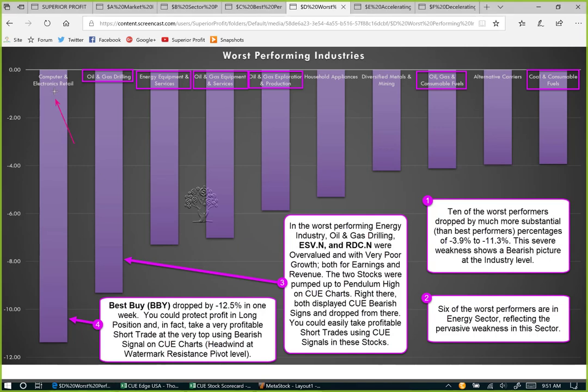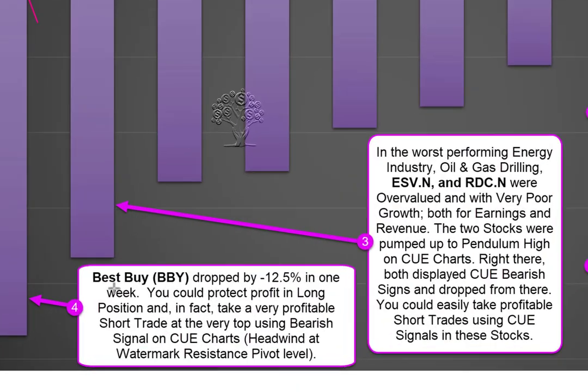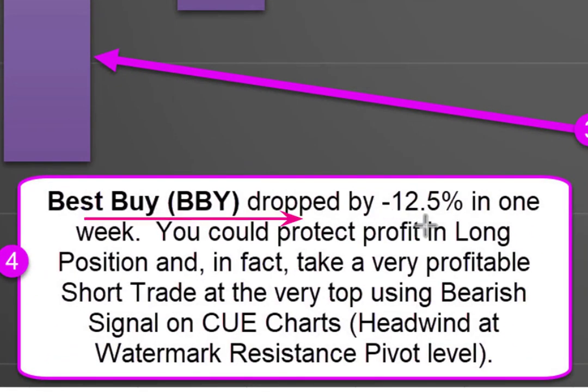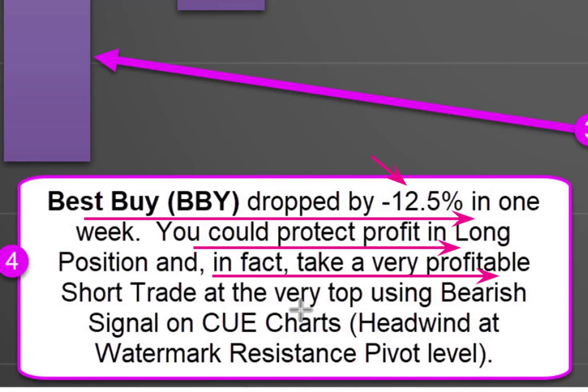However, the worst industry of this week is not in energy. It is computer and electronics retail, based by large and well-known company BBY, dropped by a massive 12.5%. You could protect profit in long position and in fact take a very profitable short trade at the very top using again the possible reversal bearish headwind signal on Q charts.